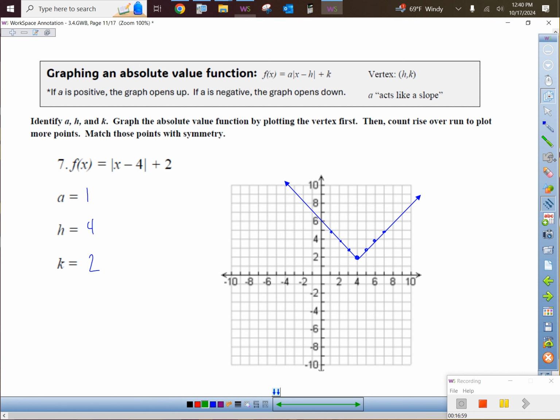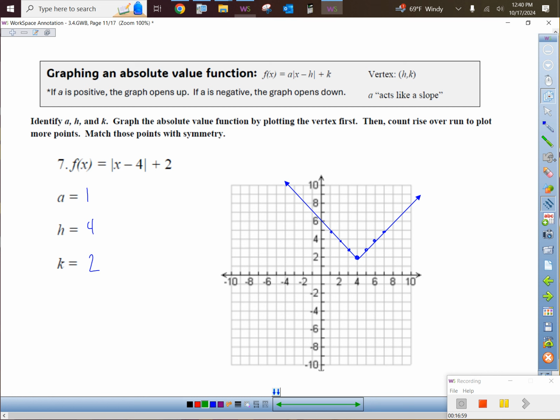Cool? And then the last topic before we do the other ones, please don't work too far ahead of me. How does this V open? Up or down? How does the V open? Yeah, that V opens up. You could have known that about your a value. If your a value is a positive number, the V will always open up. If the a value is a negative number, it's going to open down in that case, right?